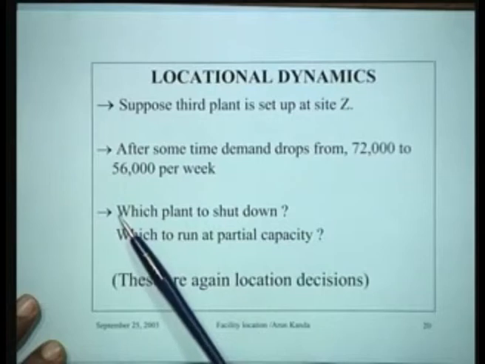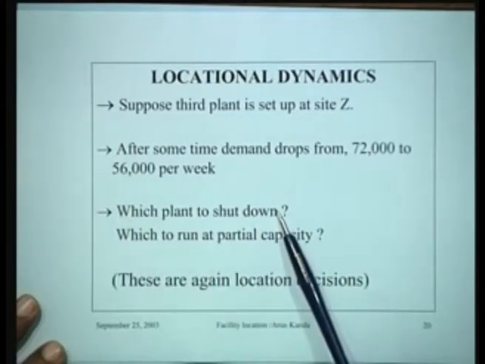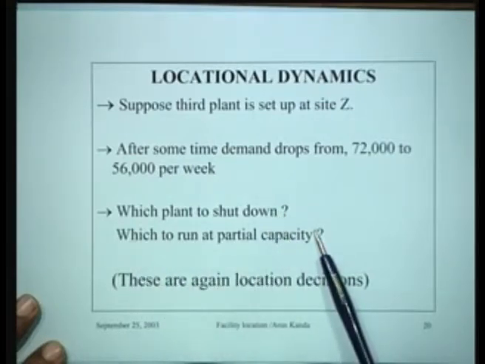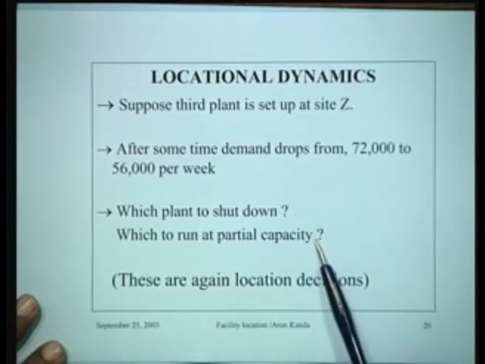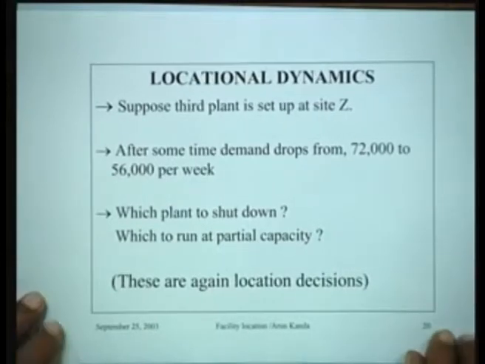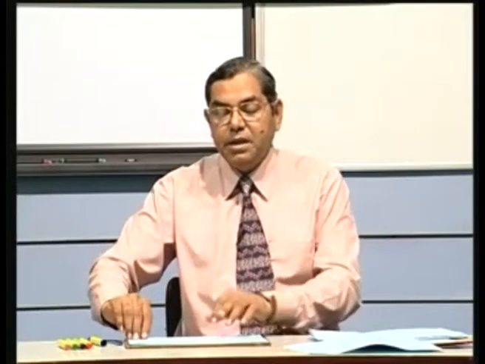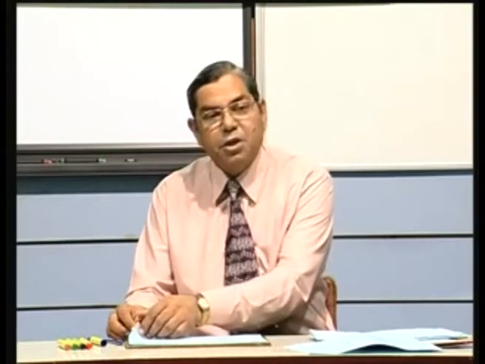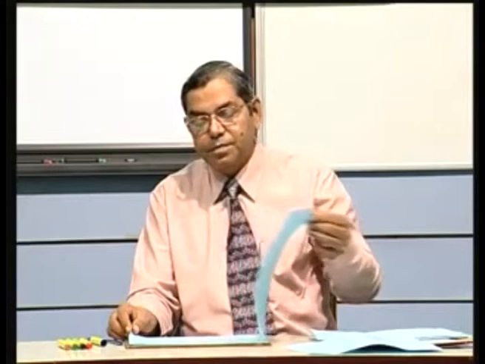So the question now is not which plant to add, but which plant to shut down, and which plant to run at partial capacity. These are decisions. These are also location decisions. So let's see how we can answer this particular question when the demand drops and we have already 3 plants in operation, 1, 2 and Z, and now we want to find out which particular plant to shut down.